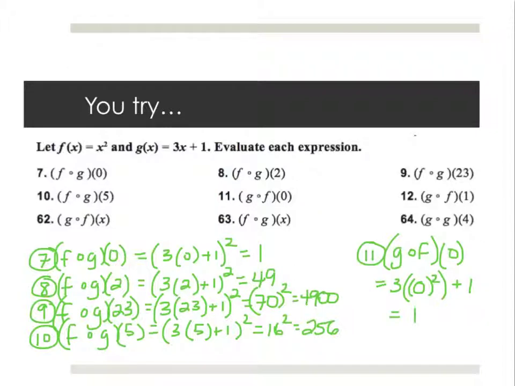F of g of 0, so you plug the 0 into the g of x first, then the answer into the f of x, and you can see here what I did is I put 3 times 0 plus 1, that's g of x, and then I went ahead and squared the answer. So you see there. Okay, f of g of 2, same idea. F of g of 23, same idea, big number answer. F of g of 5, same idea. G of f, on the other hand, we're going to square the x value first and then plug that into the 3 times x plus 1. And this one happens to also come out to 1, just like number 7.